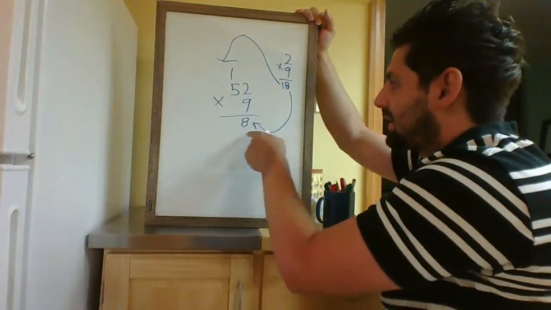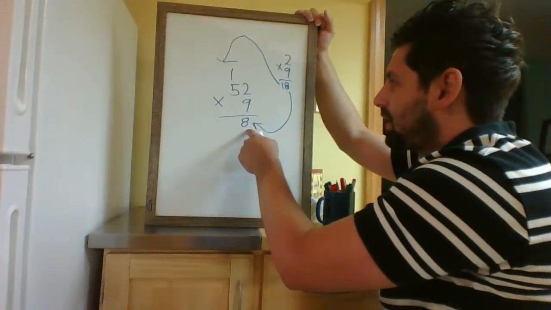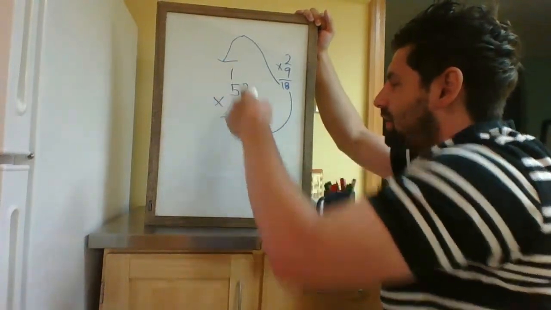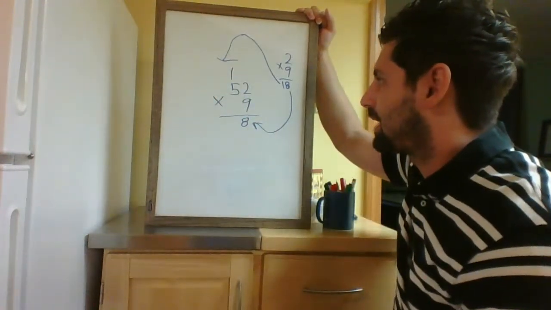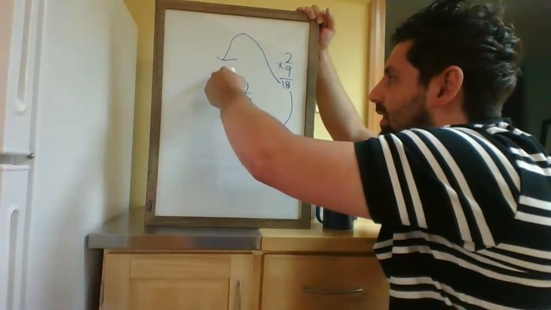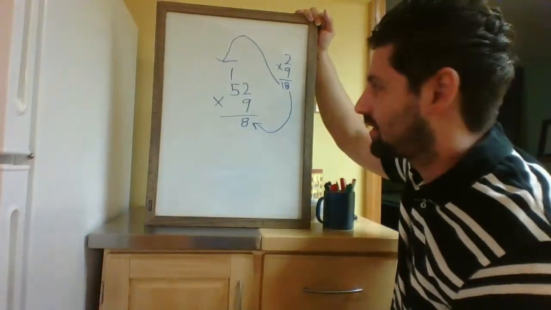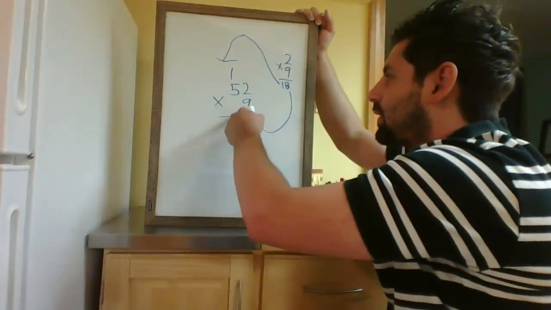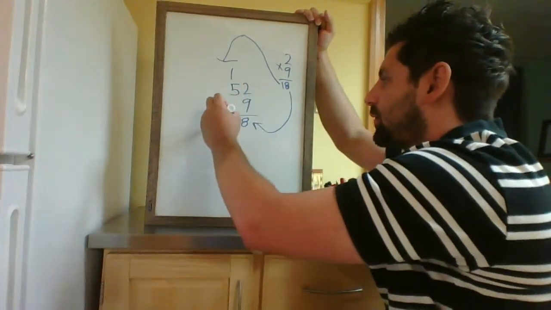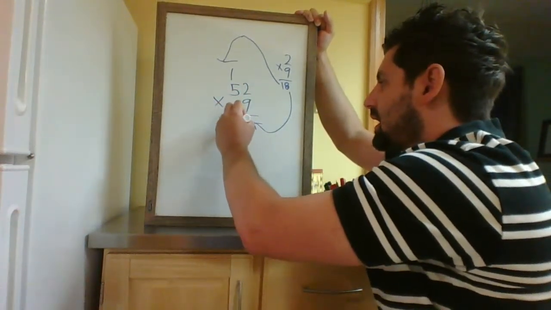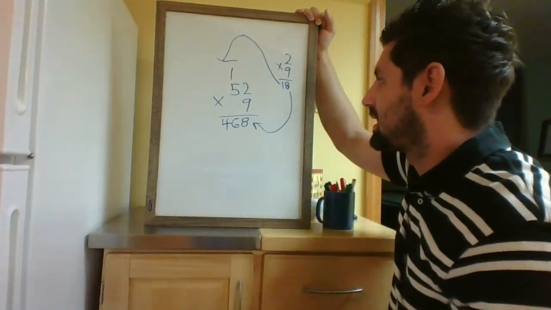So the 8 in 18, I put in the ones place. The 1 in 18, I carried that over to the tens place. So now I'm going to multiply 5 times 9. And then the 1 that I carried over, I have to add that to my answer. So 5 times 9 equals 45, plus 1 equals 46. And our answer is 468.